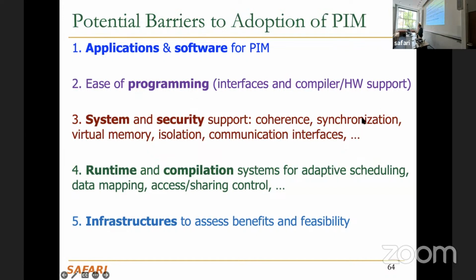Synchronization is important, especially if you're offloading something and programs need to synchronize with each other. Or threads need to synchronize with each other. How do you make sure they synchronize efficiently on the memory side, for example? Virtual memory, we're going to discuss that a little bit, but this is a huge mess. Maybe Konstantinos will give some virtual memory lectures.